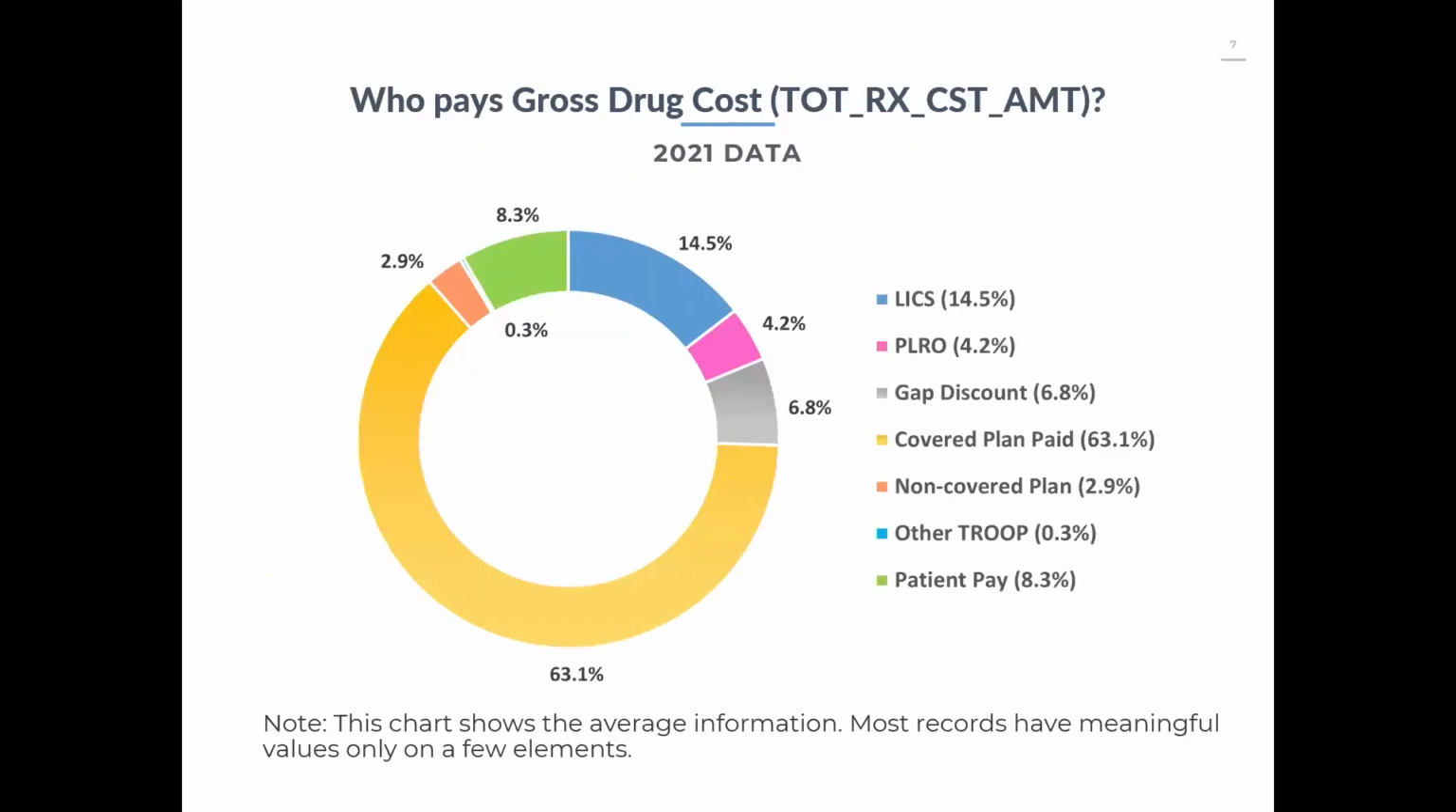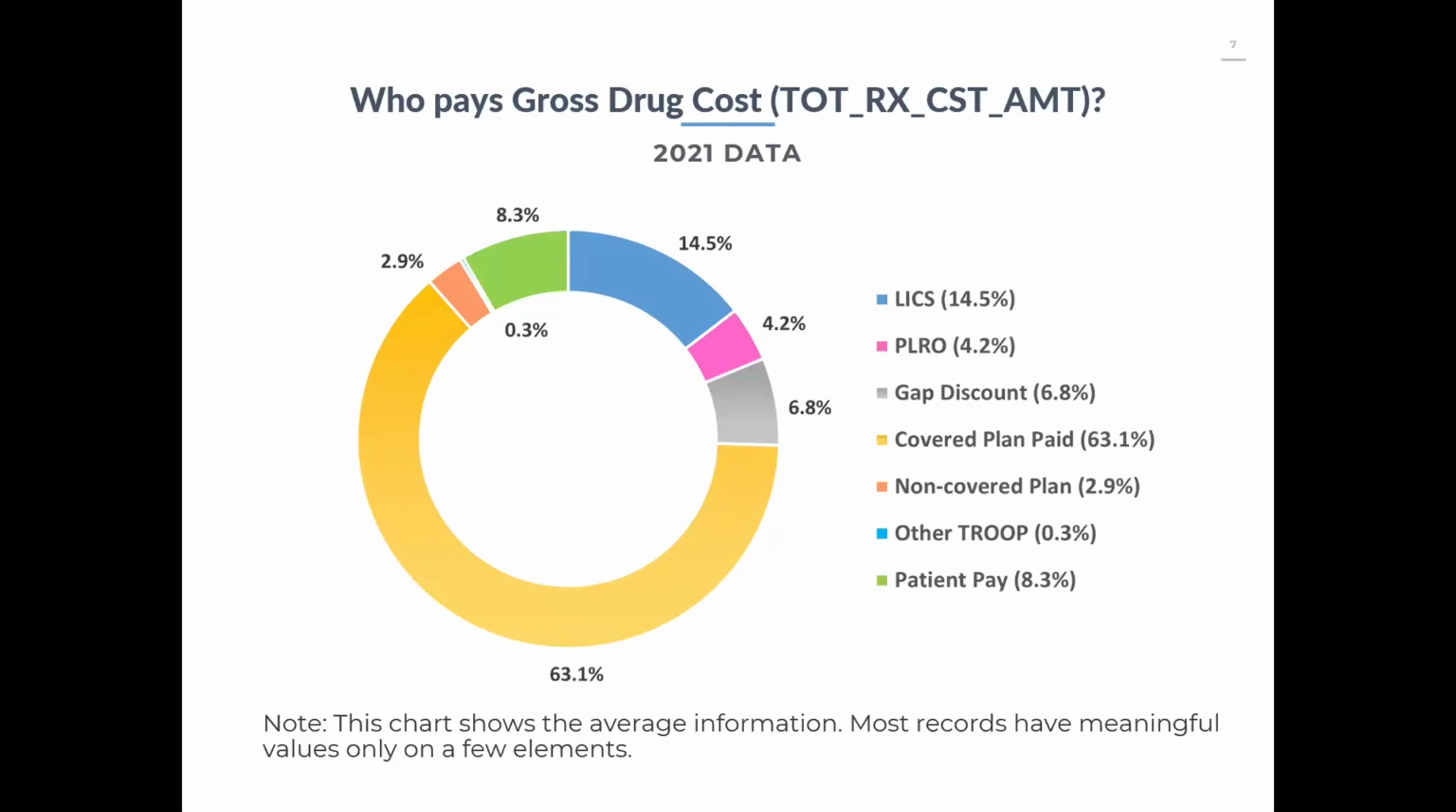So if we want to take a look at who pays for this gross drug cost, this pie chart shows you an average percentage of who pays. But most records have meaningful values in these categories only on a few elements, so this is not really your typical record. Just wanted to emphasize that this is what you get if we average these components across all records in the PDE.